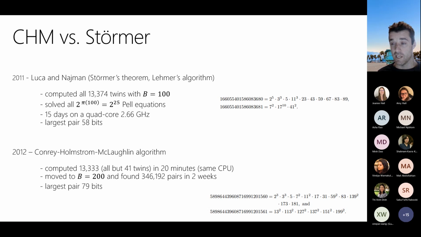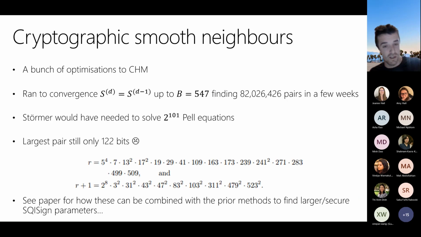We took this CHM algorithm and optimized it as much as we possibly could. We pushed it to our limits of B equals 547, where we found like 82 million twins. Unfortunately, the largest such pair was still only 122 bits. So we're still like half as big as we need. And so in that paper, we substitute them into pre-existing methods to give somewhat satisfactory solutions, but again, still not really satisfactory.